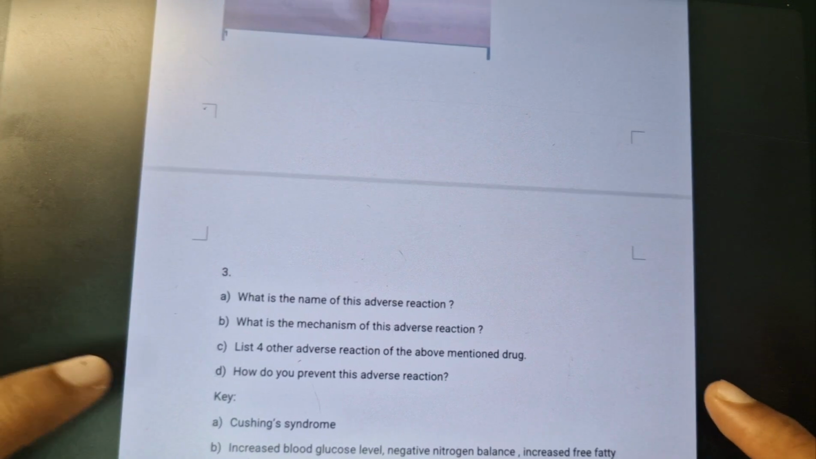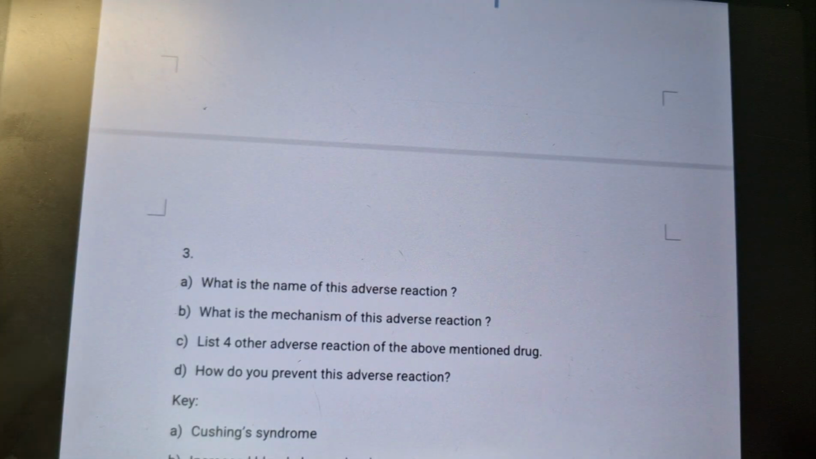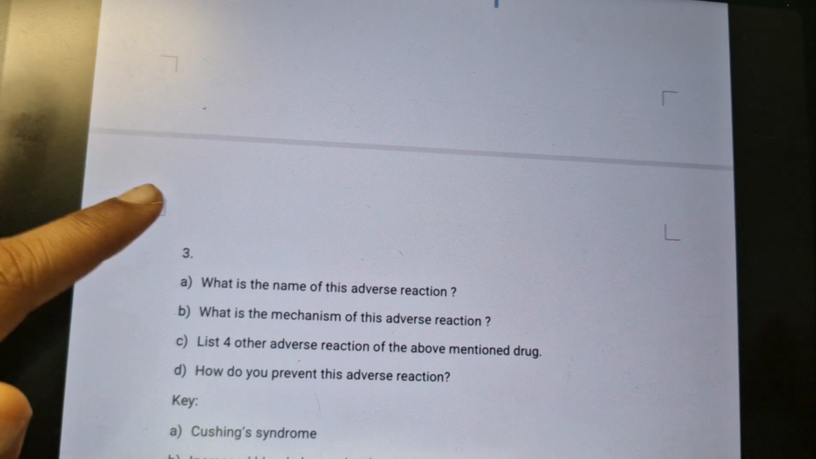And how do you prevent this? By shortening the duration of treatment, tapering the dose, and gradually stopping. This is how you prevent this condition.